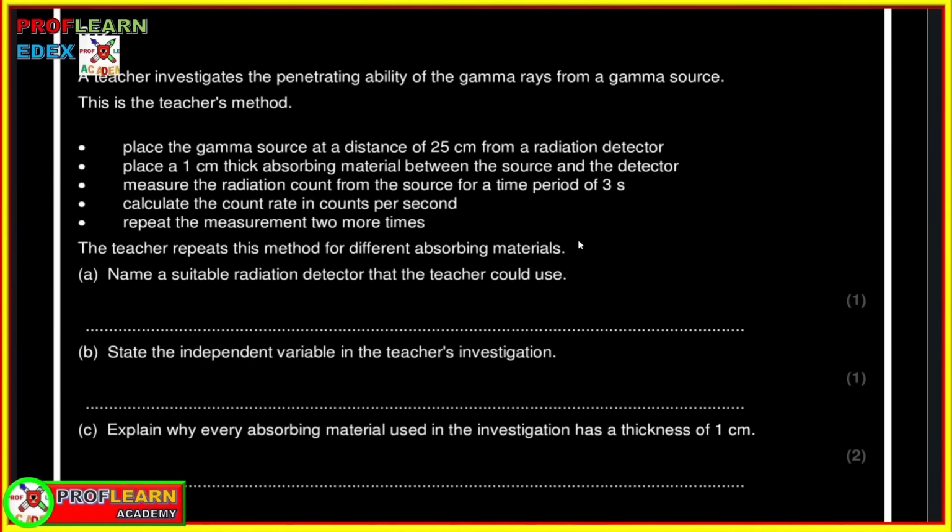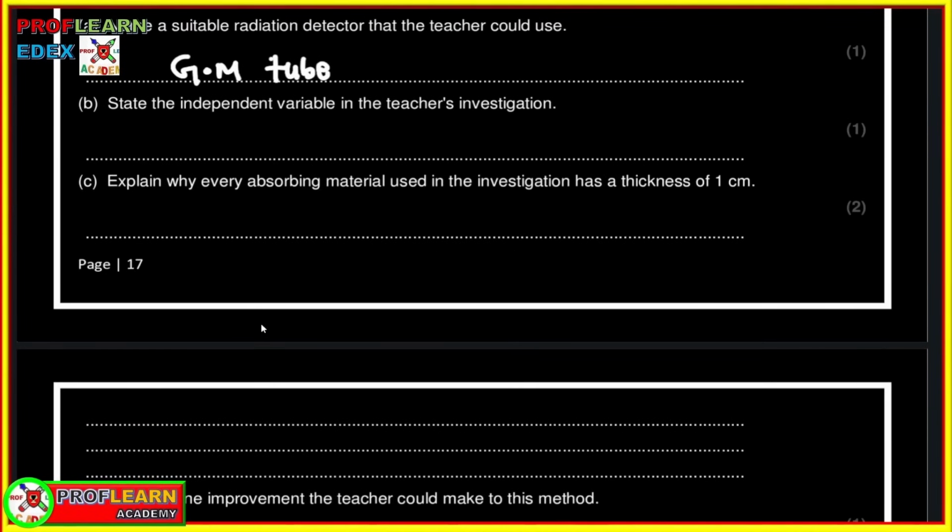Calculate the count rate in counts per second. Repeat the measurement 2 more times. 2 more times is too low. The teacher should repeat more and increase the time span over which the count rate is measured, for accuracy purposes. Then you are supposed to state the suitable radiation detector that the teacher could use, and this is the GM tube. The Geiger-Muller tube is the best one.